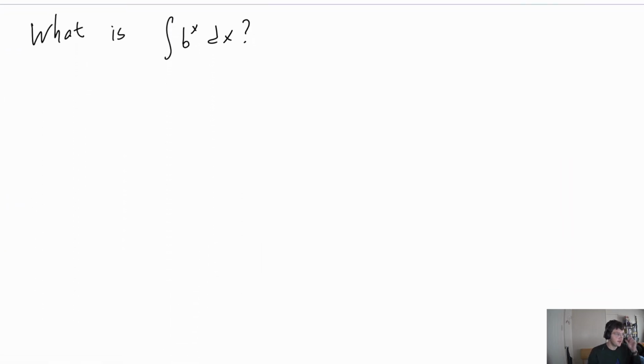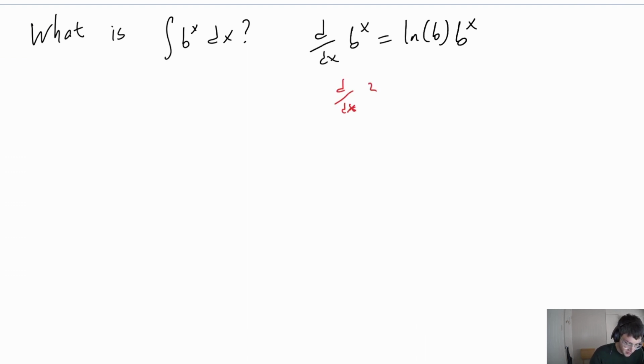Now for something a little bit different. We learned how to take the derivative of b to the x. What is the antiderivative of b to the x? Where here b is just some constant. I'm using b for base. But let's remind ourselves that the derivative of b to the x equals natural log of b times b to the x. Okay, so for example, the derivative of 3 to the x is going to be the natural log of 3 times 3 to the x.